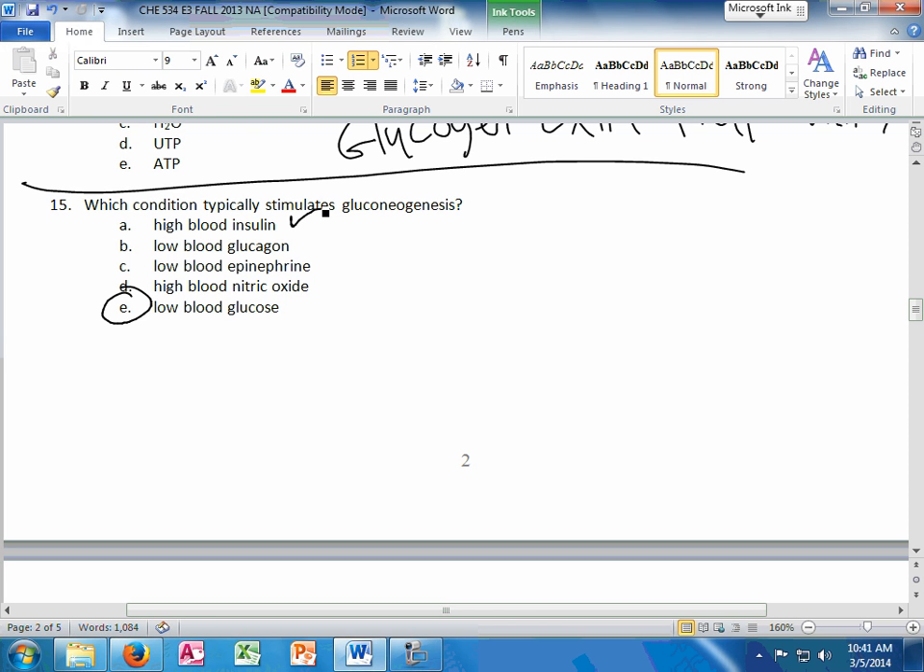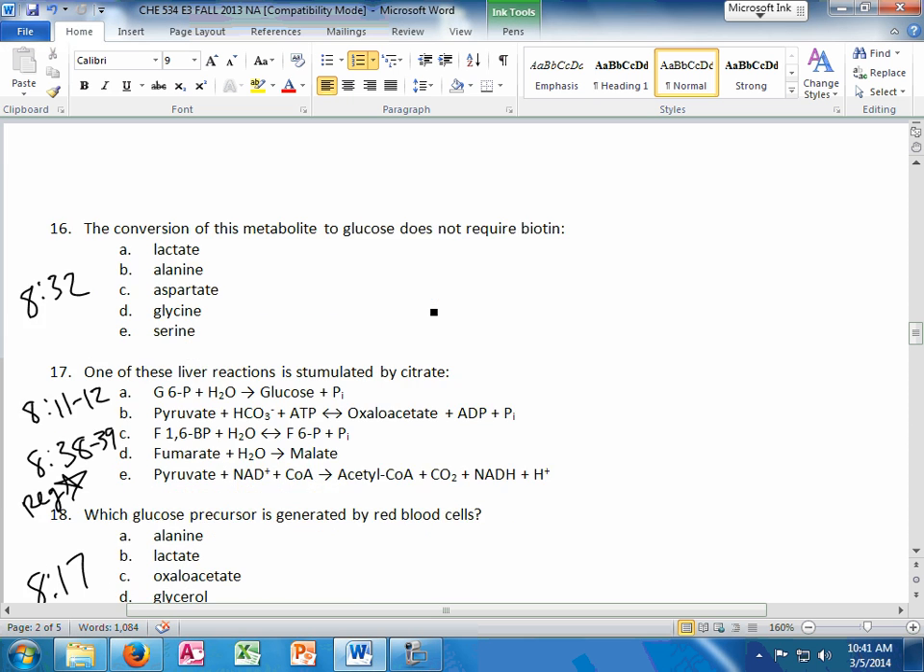High insulin is going to stimulate glycolysis and inhibit gluconeogenesis, and glucagon and epinephrine are going to both stimulate gluconeogenesis, but if they're low, glycolysis will happen. So if either of these said high blood glucagon or high blood epinephrine, those could be answers as well. And we haven't talked about nitric oxide at all as far as regulation goes.